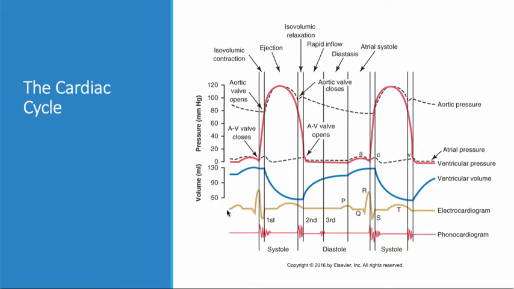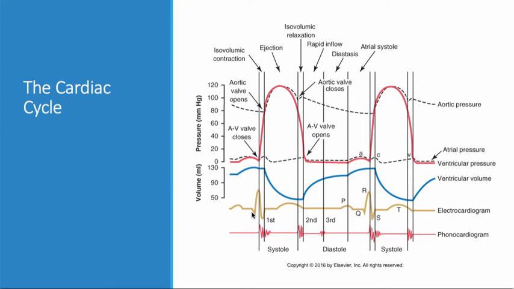Notice that with the P wave comes atrial contraction, and we can see that reflected here on the ventricular volume, because when the P wave happens, atrial contraction occurs, and that increases the volume in the left ventricle, right? So that really tops off the left ventricle.